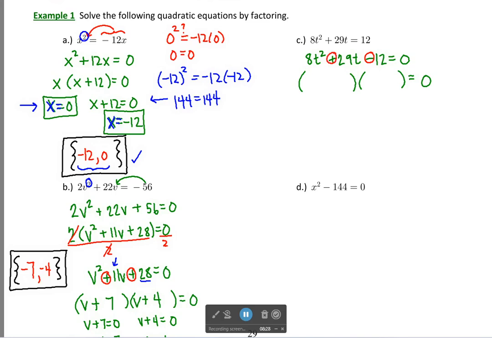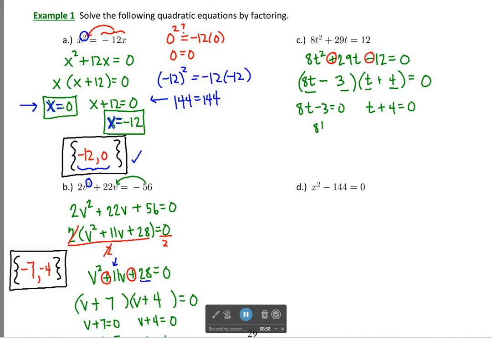If you spend a little time playing with this, now remember these two have to multiply to give us 8t squared, and these two have to multiply to give us 12. Working with our possibilities and settling on the correct answer, you'd end up with 8t minus 3 times t plus 4 equals 0. Then we set each factor equal to 0. 8t minus 3 equals 0, t plus 4 equals 0, and we'll solve each equation for t.